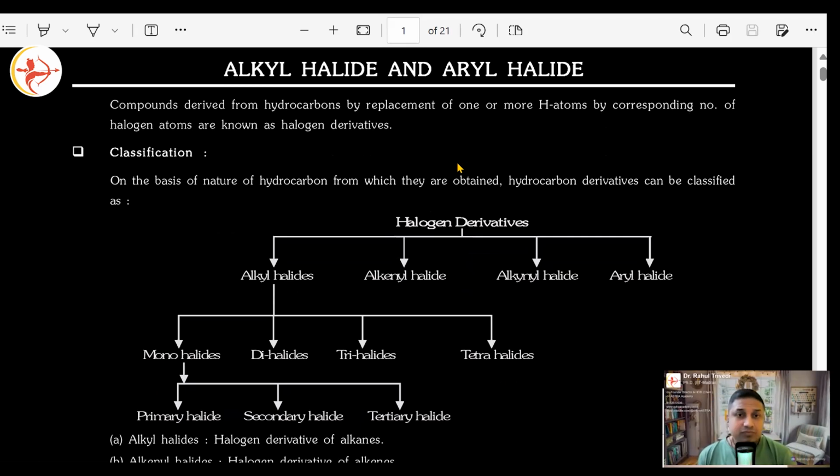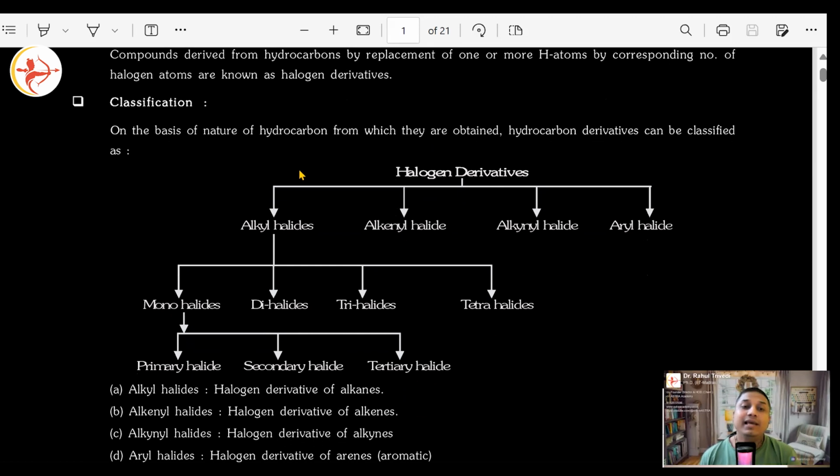Okay, let's move. So all these are halogen derivatives. These halogen derivatives could be alkyl halides, or alkenyl halides, or alkynyl halides. That means all these three are hydrocarbon halides. And this one is aryl halide, where an aromatic compound is connected to fluoro, chloro, bromo, iodo substituents. Apart from that, alkyl halides could be singly substituted, doubly substituted, triply substituted, or tetra substituted. That's possible, isn't it? So monohalides, dihalides, trihalides, tetrahalides.